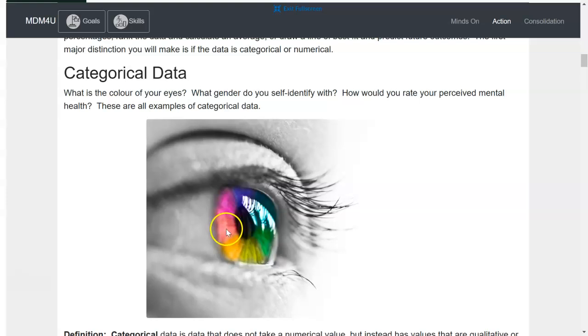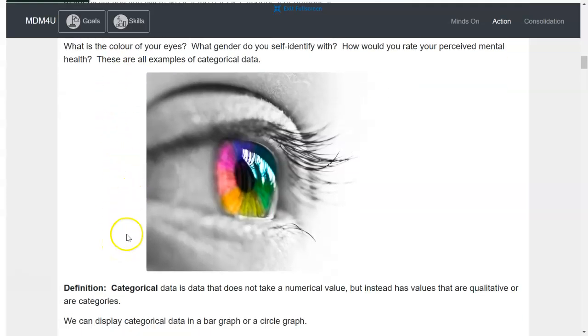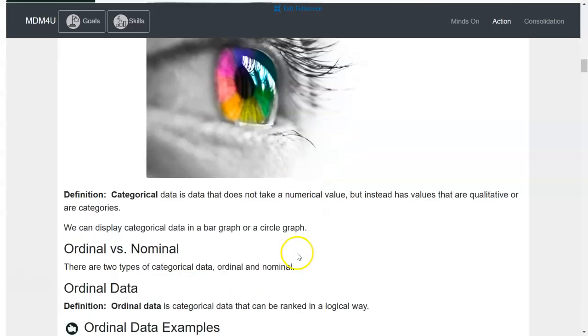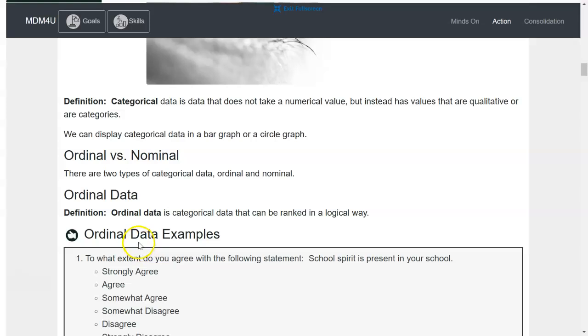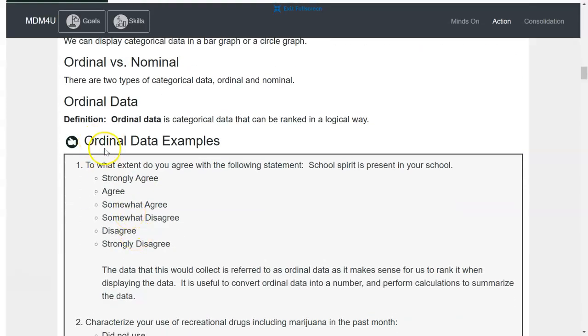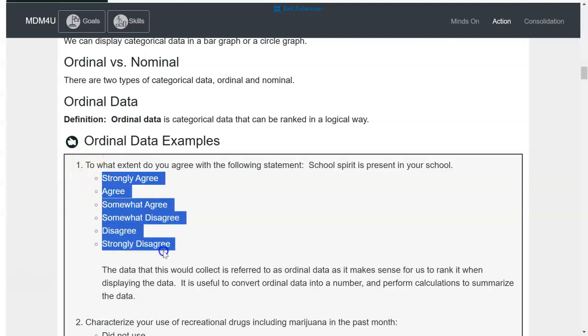Categorical data is data that is not numeric. So data that is not recorded as a number. So things like color of eyes, favorite pizza topping, things that have words. Sometimes that data can actually be ordered. So ordinal data, again, it's not a number, but you can do things like rank these things from least favorite to favorite, or do you agree, strongly disagree, like what I have circled here.